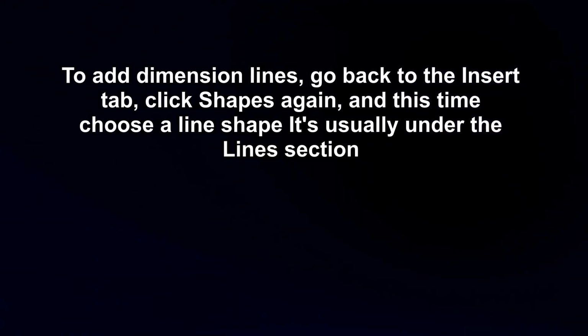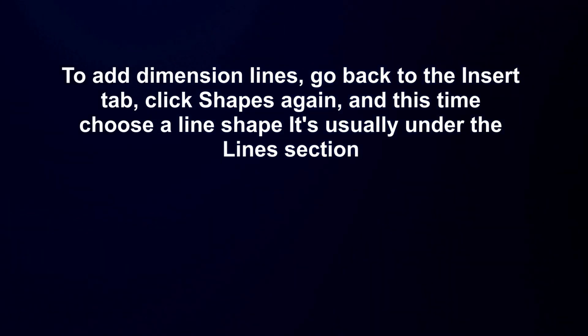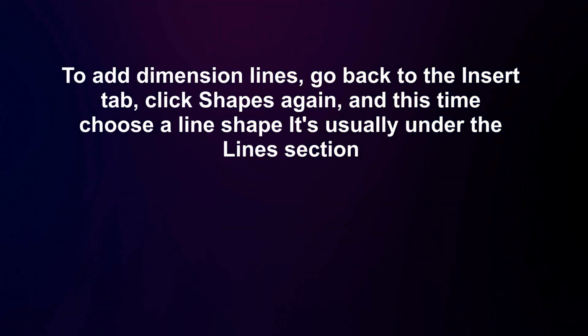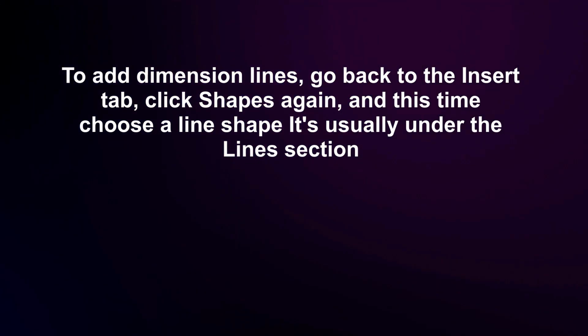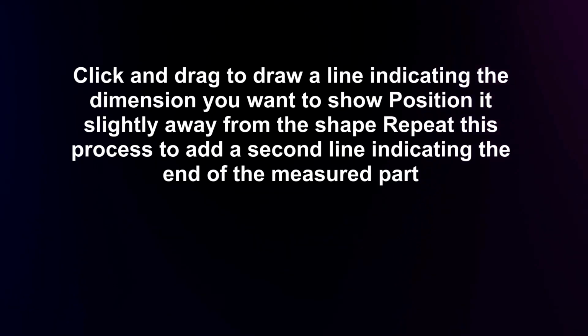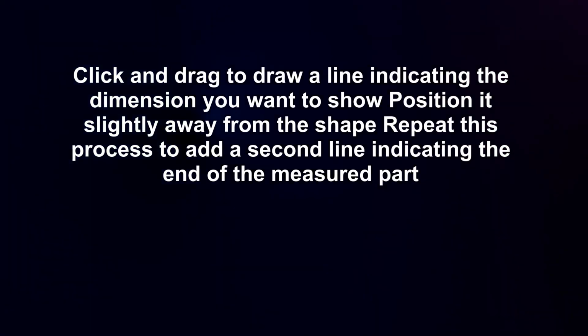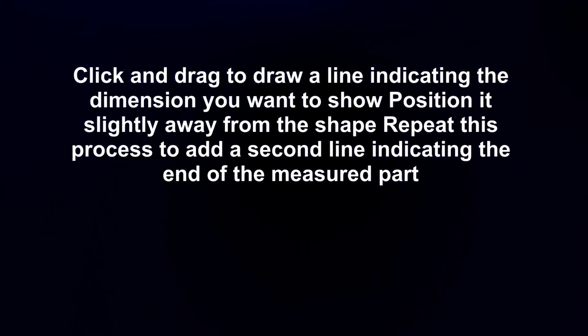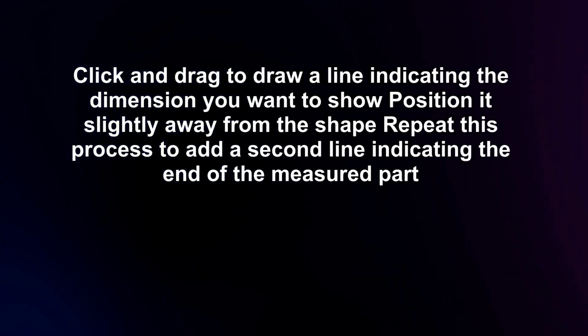To add dimension lines, go back to the Insert tab, click Shapes again, and this time choose a line shape. It's usually under the Line section. Click and drag to draw a line indicating the dimension you want to show. Position it slightly away from the shape. Repeat this process to add a second line indicating the end of the measured part.